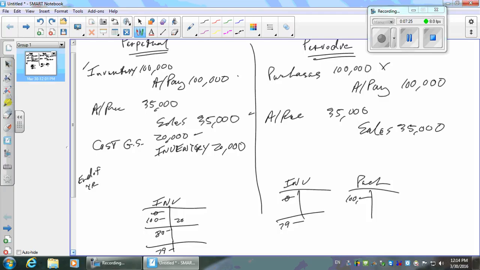If you've got 80 in the inventory account and you wish it was 79 because you went and counted what you had and you priced it out. Everybody with me? So what do I want to show on my balance sheet? 80 or 79? 79. How am I going to get there? I'm going to have to do what in the case of the perpetual? Credit inventory. Credit inventory for what? Okay, so I'm going to credit inventory for $1,000.